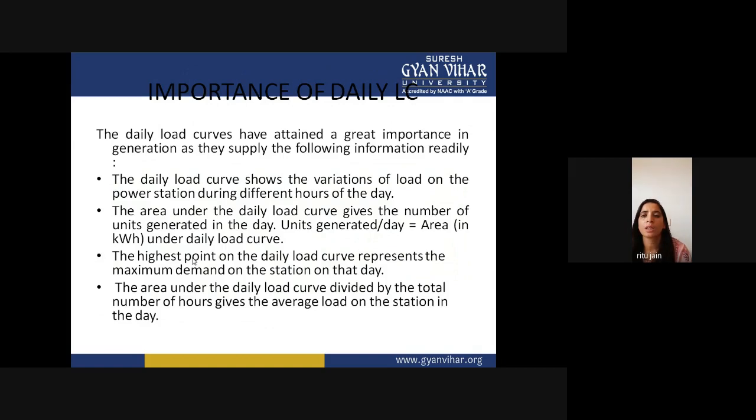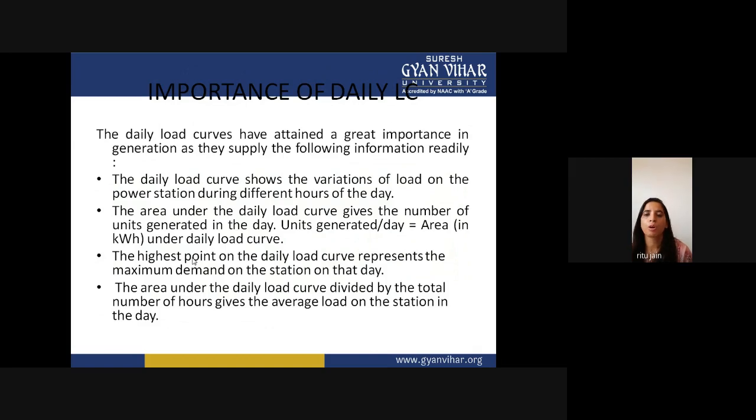So first, the daily load curve shows the variation of load on the power station during different hours of the day. The second one, the area under the daily load curve gives the number of units generated in the day. So unit generated per day is equal to the area under the daily load curve. From the graph, you can easily find out how much generation, how many units a power plant is generating, by calculating the area under the curve.